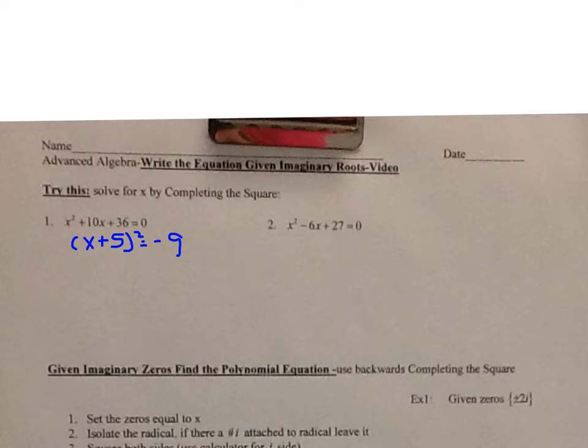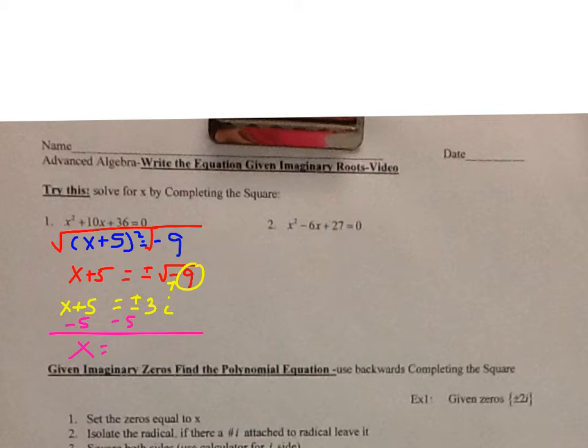To get rid of the square, remember we square root both sides. So we get x plus 5 equals, don't forget the plus minus. Now it's plus minus the square root of negative 9. Now remember, the negative under the square root becomes an i. And then I have the square root of 9, which is 3. So it's plus minus, don't forget the plus minus, 3i. So I have x plus 5 equals plus minus 3i. All right, now we're going to minus 5 from both sides. x equals, put that negative in front, negative 5 plus minus 3i.